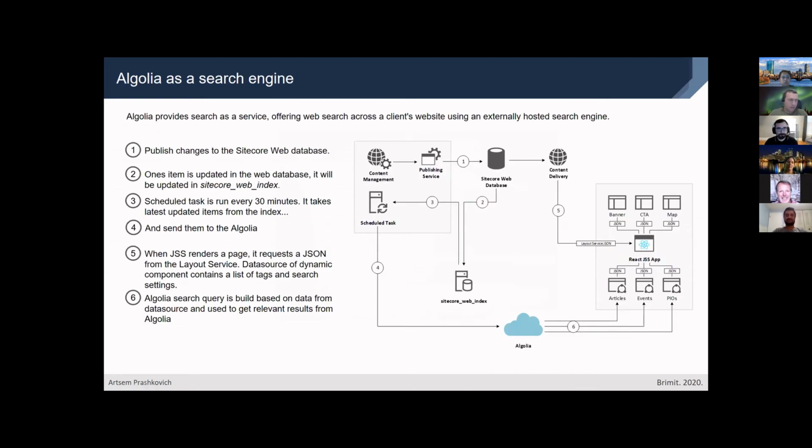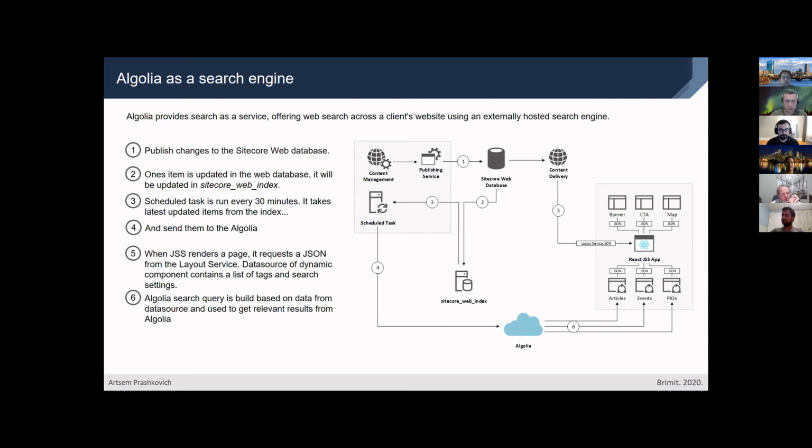Okay, and so the next interesting part of our project is the search, and in pursuit of reducing the number of server requests, we made a decision to utilize Algolia search. Algolia provides search as a service, offering web search across a client's website using an external hosted search engine. It provides a very useful API to use with React. We have full control over the items which we want to store in Algolia.